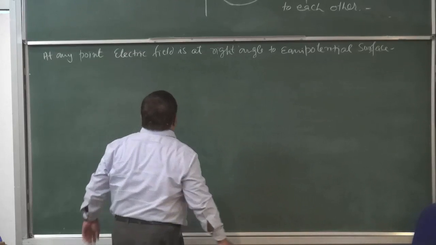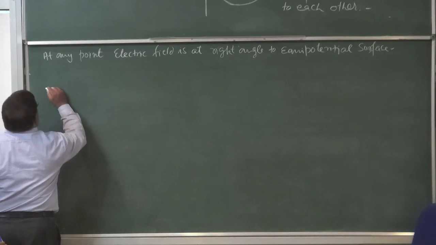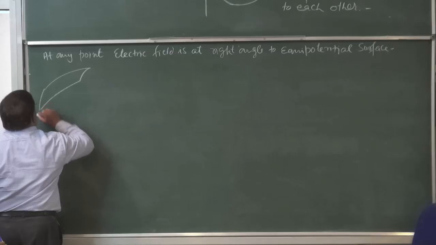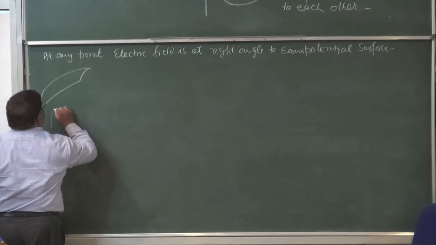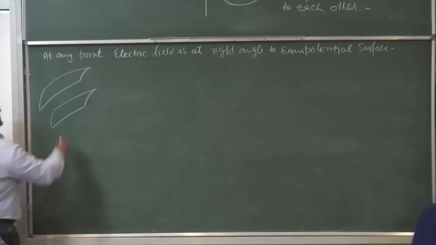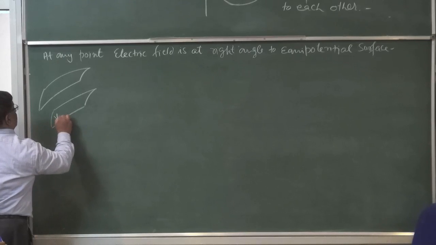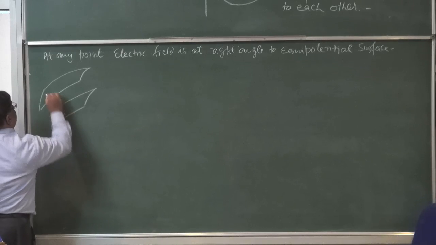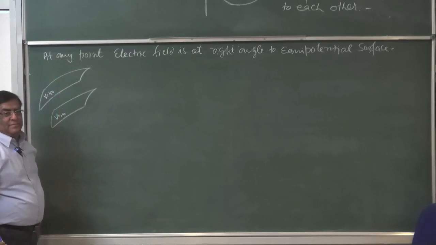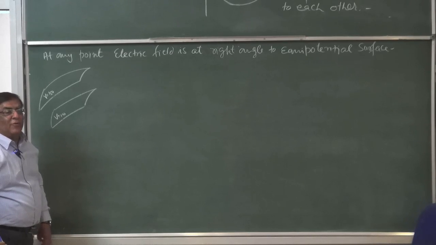If I tell you that these are two surfaces which are equipotential, this is V100, this is V150 volt, all places. What is the direction of electric field? Answer, it must be perpendicular to both.